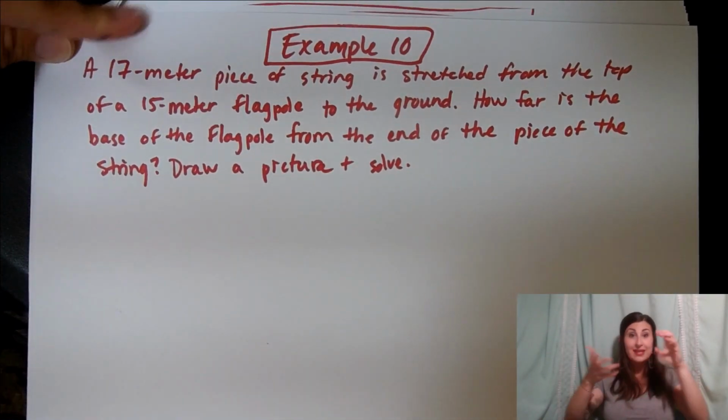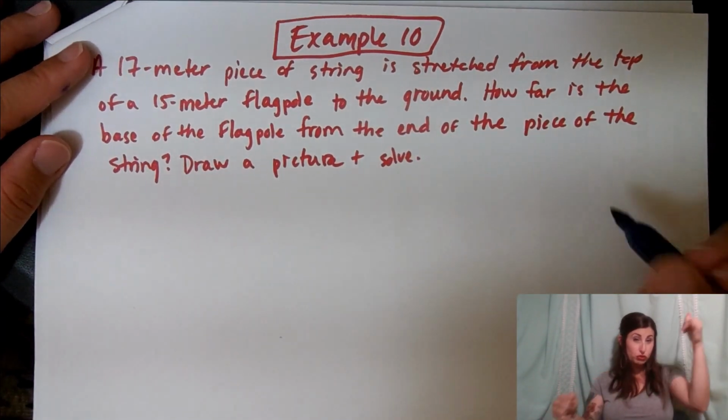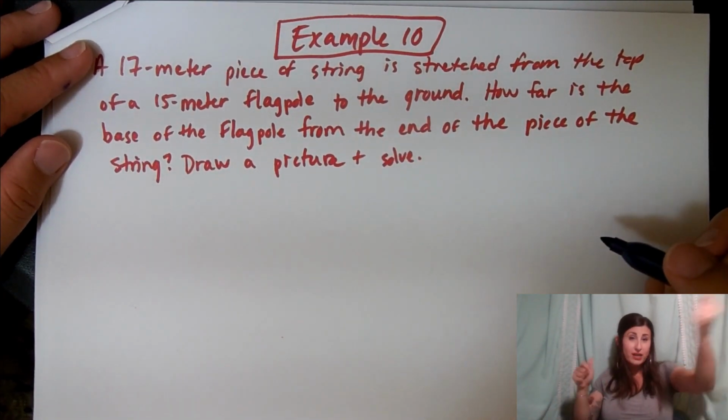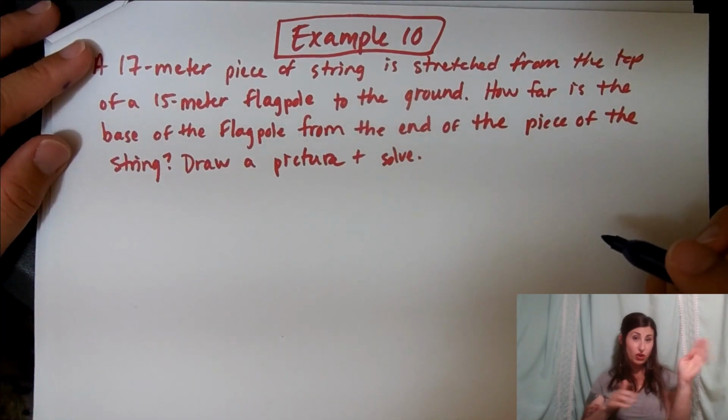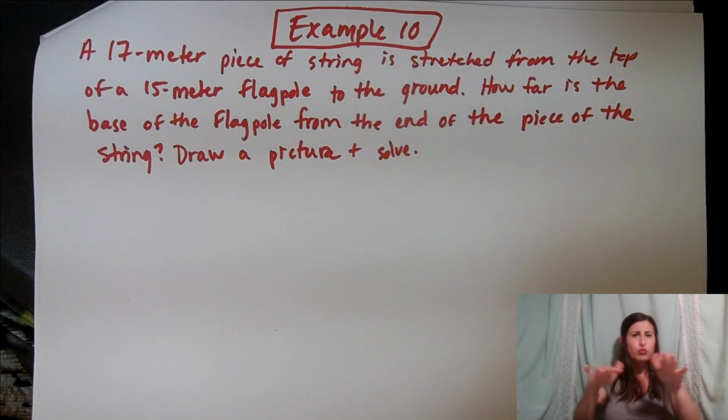All right, example 10. A 17-meter piece of string is stretched from the top of a 15-meter flagpole to the ground. How far is the base of the flagpole from the end of the piece of the string? Draw a picture and solve.